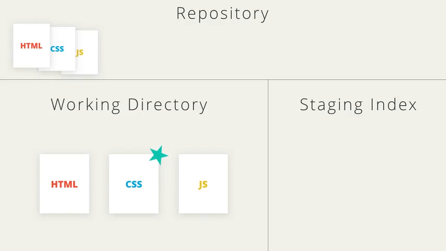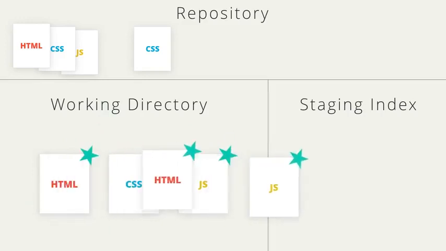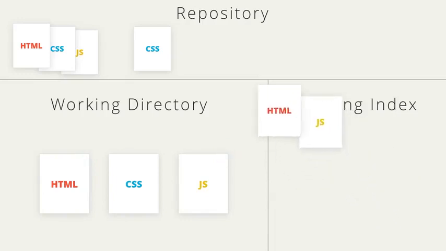We take the same steps to move the changes in the CSS file to the staging index, and then commit them. I think you get the idea, but let's look at it one more time. Let's say the HTML and JavaScript files have changed. Remember that Git knows what files are new or changed. We'll move these changes to the staging index, and then commit them. So the process is, add a new file or modify an existing file, move the changes to the staging index, commit the changes to the repository.